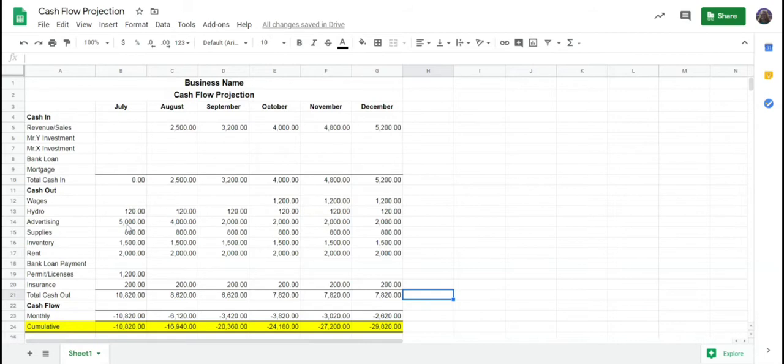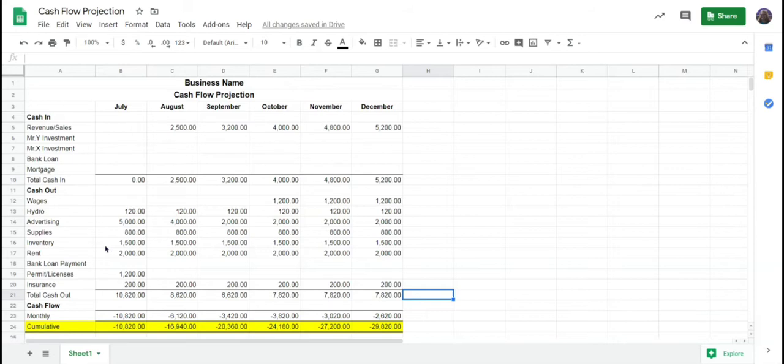Even if we're not opening till August, we may start advertising in July. Those numbers will come from the research and the types of items that you want to be doing for advertising. You'll notice that I don't have any bank loan payments in here because I haven't determined the amount for my bank loan.